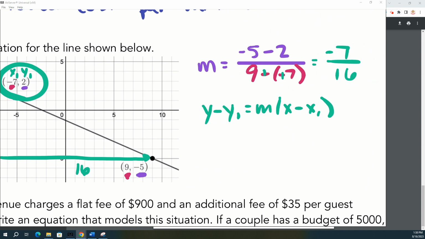So I'm just going to take 2, and I'm going to put it in for y1. I'm going to take the slope I just found and put it in for m. And then -7 and put it in for x. But I'm not going to do minus -7. I'm going to do plus positive 7. And that's it. And I'm fine with you leaving it like that.